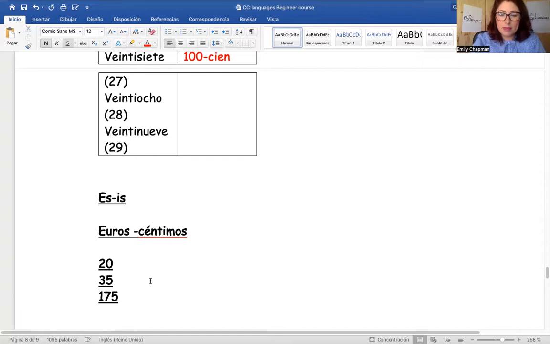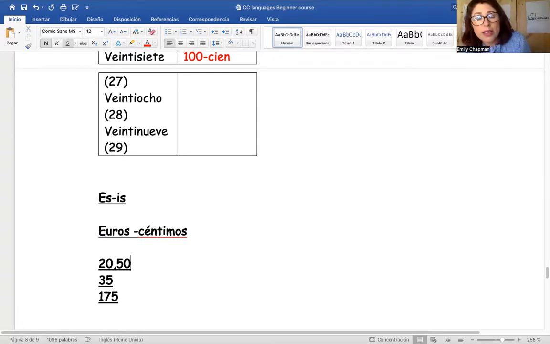Then cents. Imagine I've been out for tapas and a drink and it's 20 euros 50 cents. I would say 20 euros 50 or 20 50. We don't need to keep saying the euros and the cents. We know what currency we're in Spain. So you could just say, or you would just hear 20 50 or 20 euros 50 if you wanted to say all of it. 20 euros 50 céntimos.